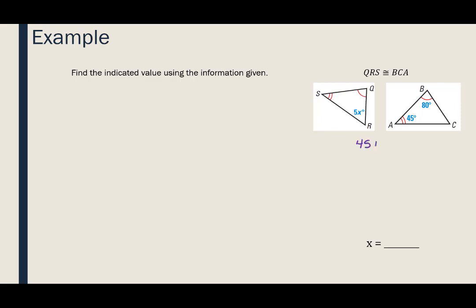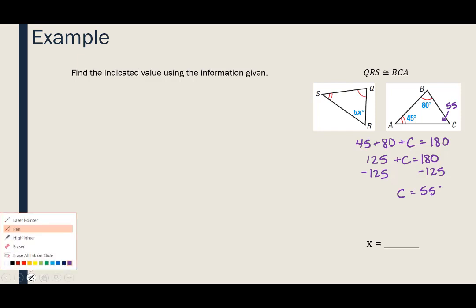45 plus 80 plus C equals 180. Adding up all 3 of my angles. 45 and 80 is 125. And then I'm going to subtract 125 from 180. And I find the measure of angle C is 55 degrees. So I'm going to label that right up here, 55. I'll change my color of pen so we don't get confused and to keep the work sorted out.